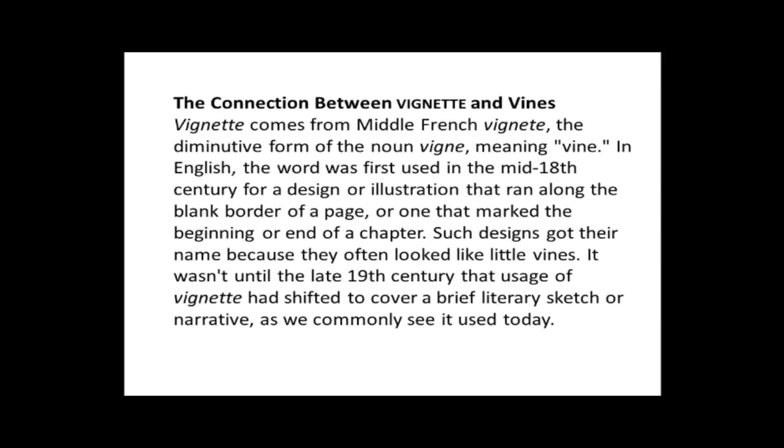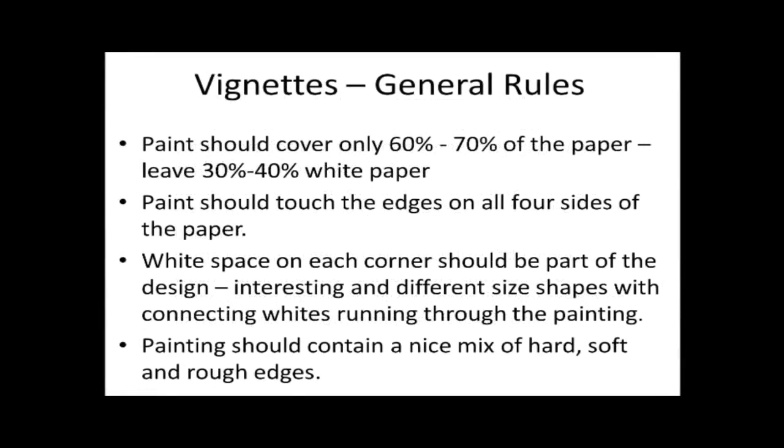However, as I said, in design or illustration, it ran along the blank border of a page, or one that marked the beginning or ending of a chapter. So they got their name because they often look like little vines. They were just filling in white space on these manuscripts and that sort of thing. Later, in the 19th century, it changed, and you can have a vignette that's a literary sketch, a narrative. There are many ways it can be used today, but visual artists have always used the idea that a vignette should have these attributes.